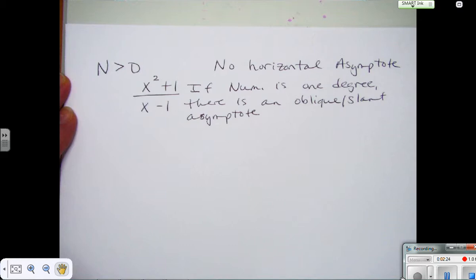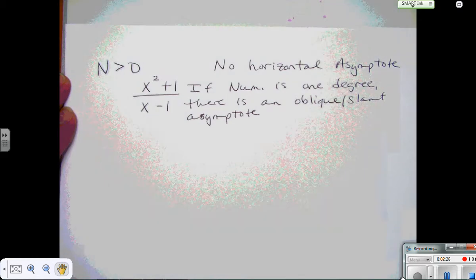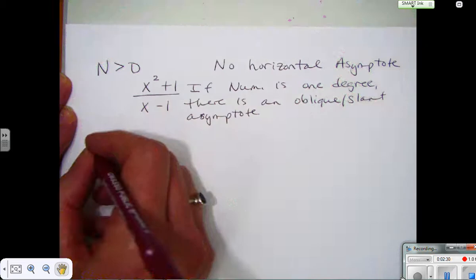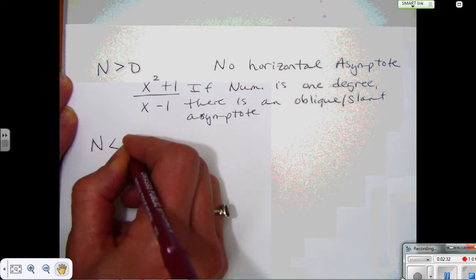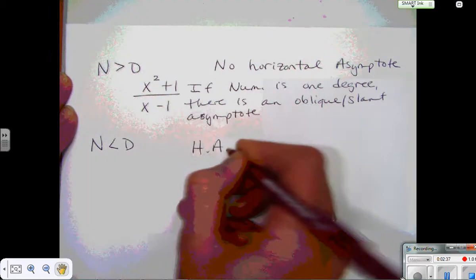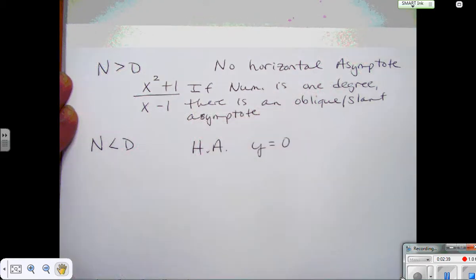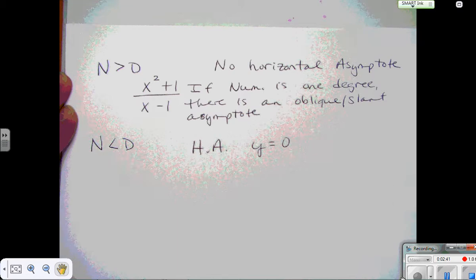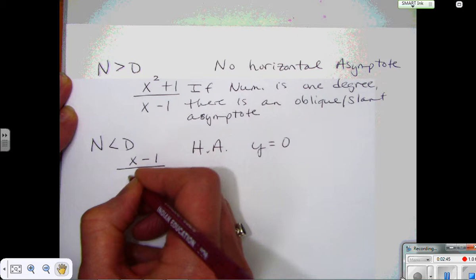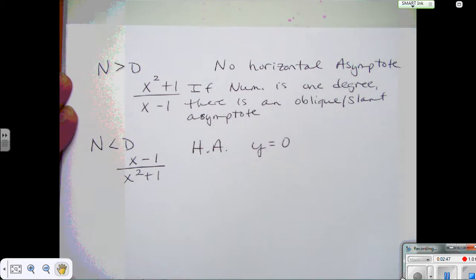Okay, then the next part says if the degree of the numerator is less than the degree of the denominator, the horizontal asymptote is y equals 0. So x minus 1 over x squared plus 1 would be an example of that.